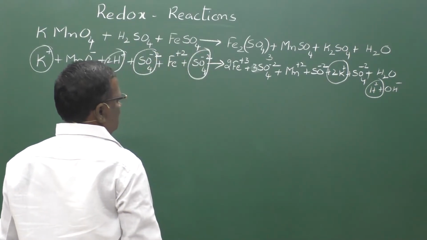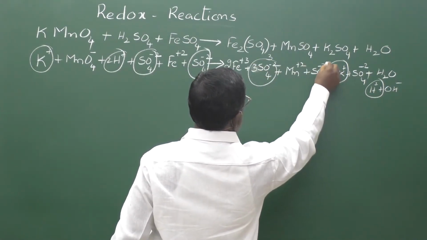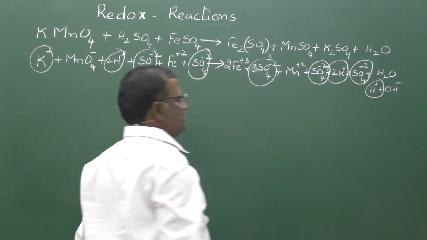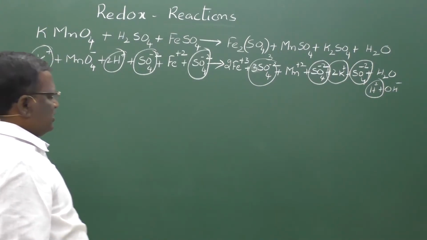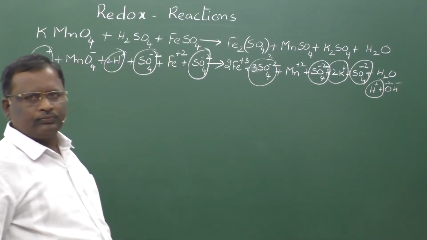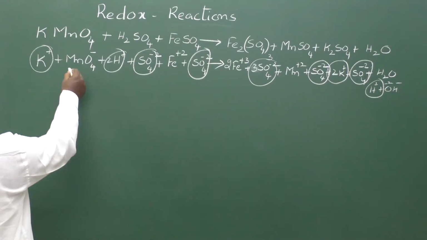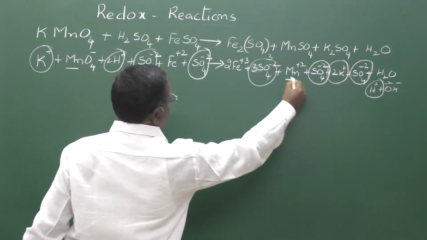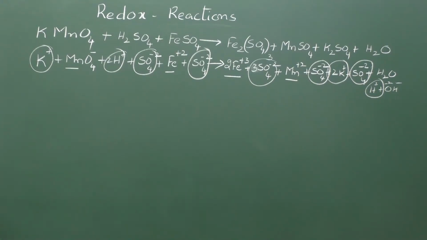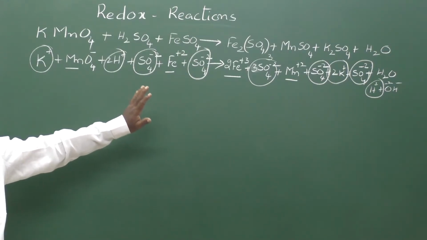On the reactant side, SO4 minus 2 is present in 2 places. Here also, SO4 minus 2 is present in 3 places on the product side. Oxygen's oxidation state on this side is minus 2 and here also it is minus 2. So, now the change is observed only in Mn, which goes from plus 7 to plus 2, and Fe, which is plus 2 on the reactant side and plus 3 on the product side. So, only these ions' oxidation state changes during the chemical reaction.